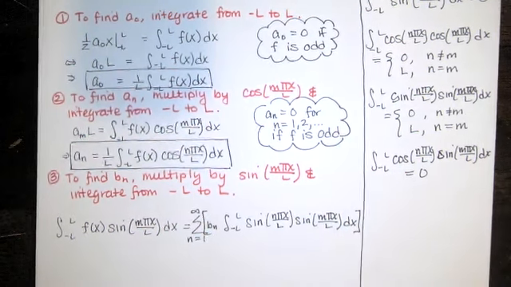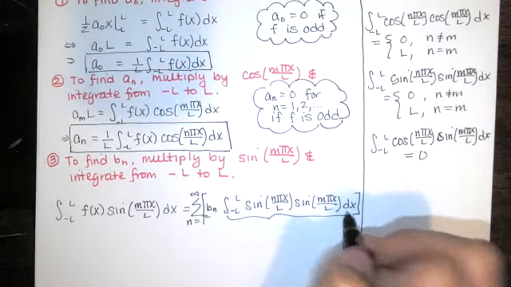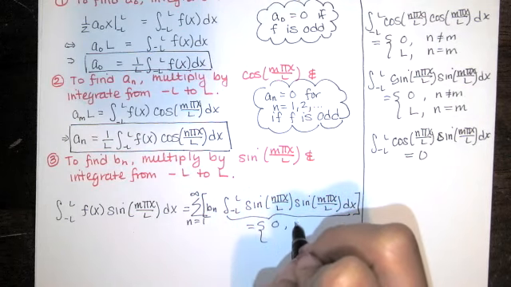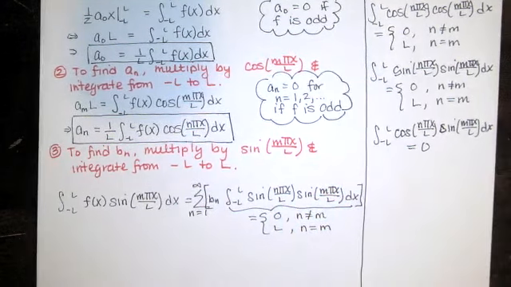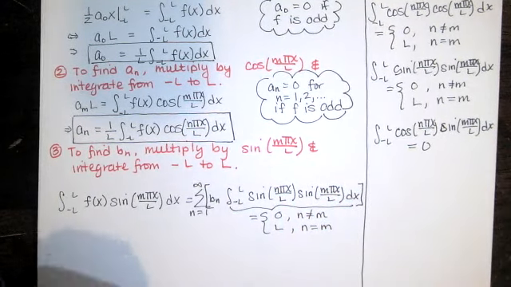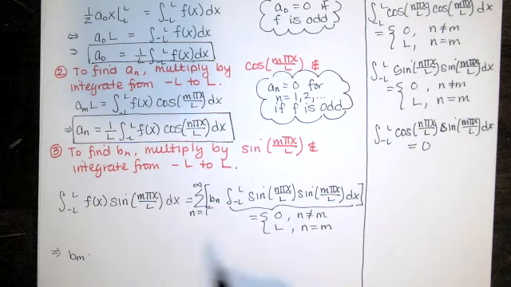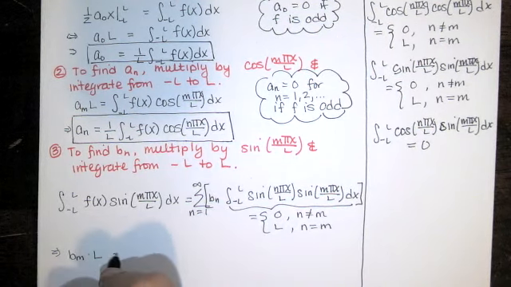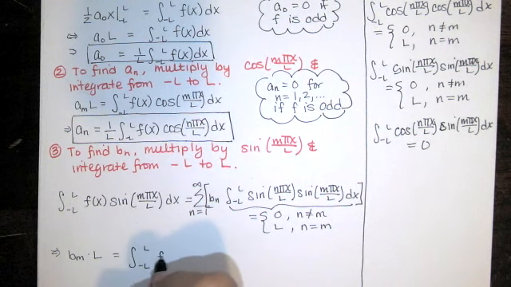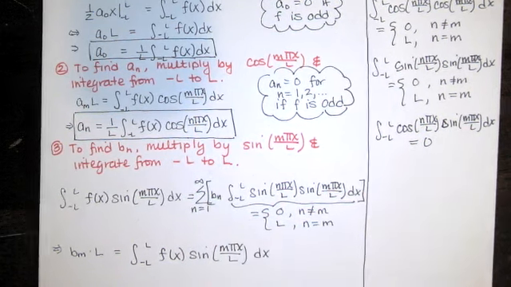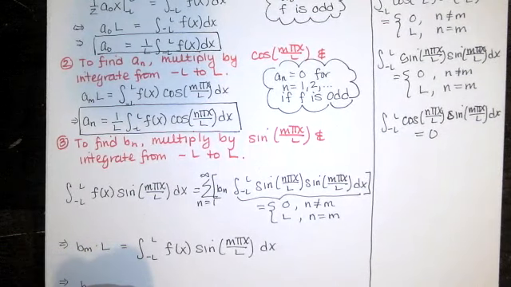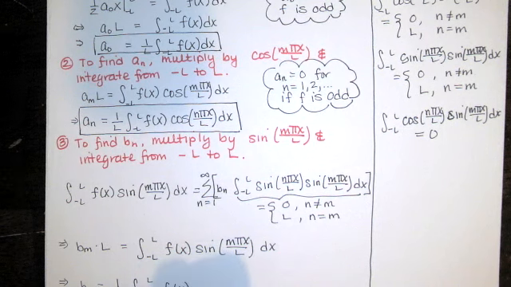And everything else is zeroed out. But this guy, that integral is 0 when the angles are different, and that integral will equal L when the angles are the same. So what we have is b sub m on this side times L equals the integral from negative L to L of f of x times sine of m pi x over L dx. So b sub n is 1 over L times the integral from negative L to L of this.